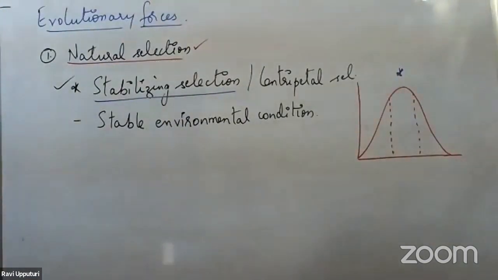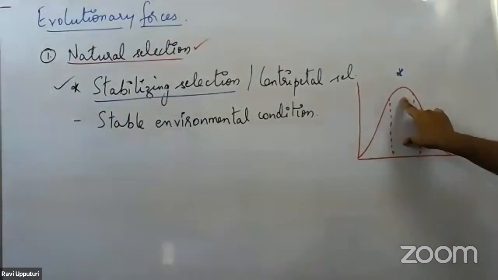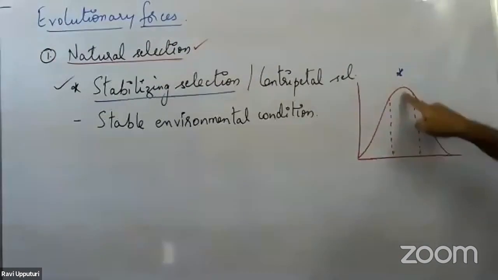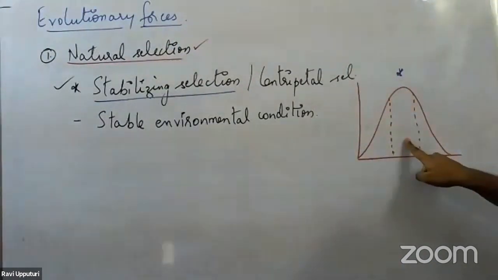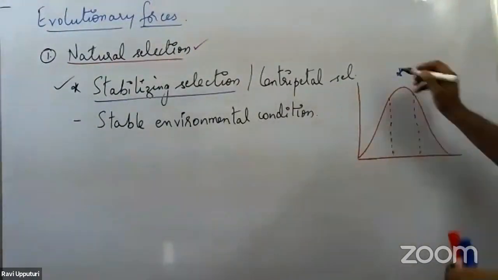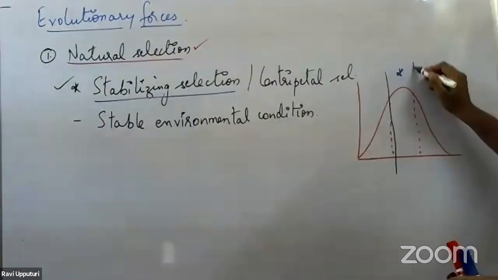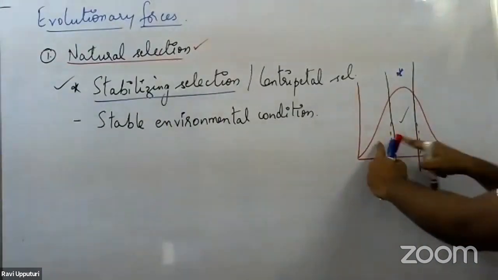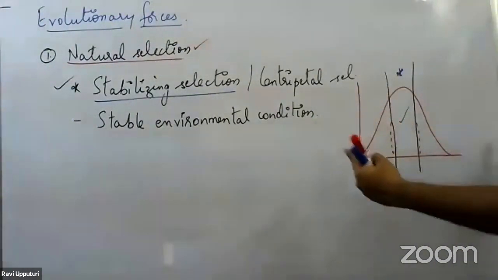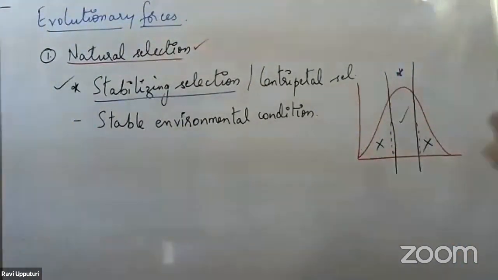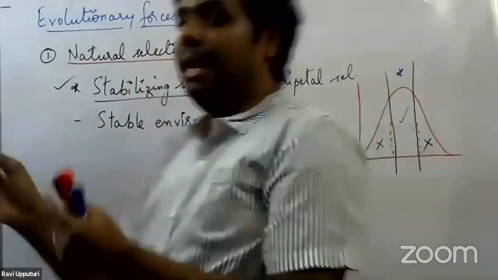So, in other terms, we call them the fittest organisms. Now, what exactly is happening in this type of selection is that organisms present in this particular region, that is the peak region, are selected by nature. Organisms present here alone are selected by nature, whereas the organisms present towards both the extremes of the phenotypic distribution curve are eliminated. They are not selected by nature. This type of selection, we call stabilizing selection.